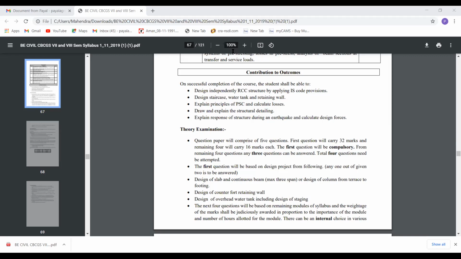Then there are a total of 4 questions comprising 16 marks each. Out of those 4 questions, you have to solve any 3. So the first question is of 32 marks, and the remaining 3 questions are of 16 marks each. In that, they will sometimes include 2-mark or 4-mark theory questions also. So this is about your theory examination.